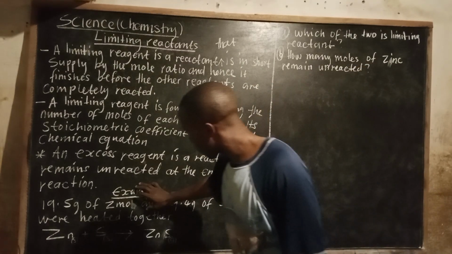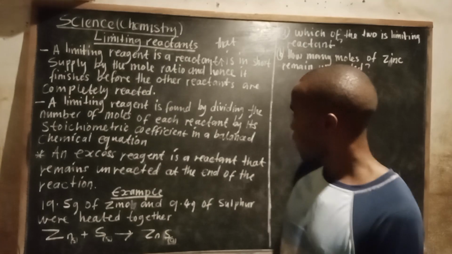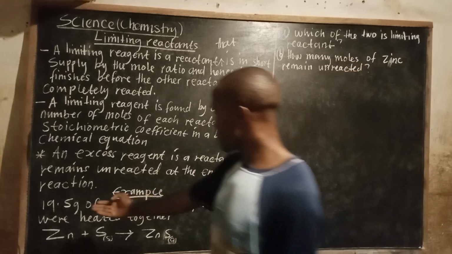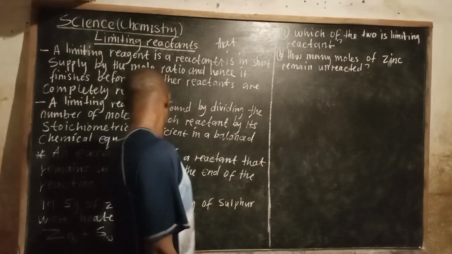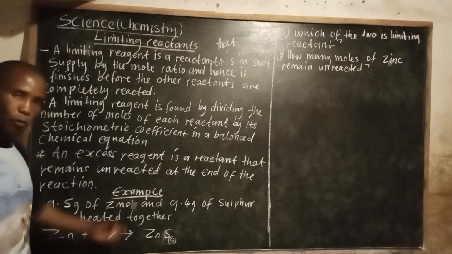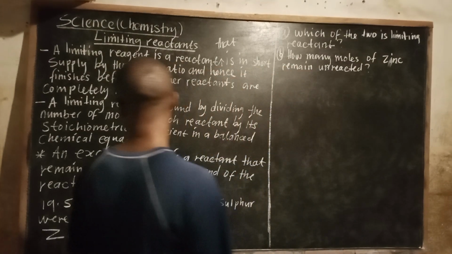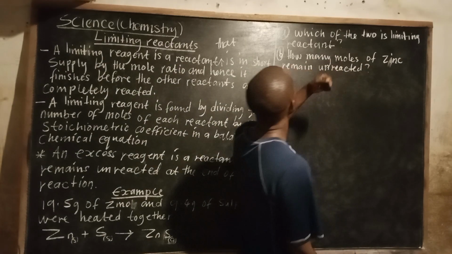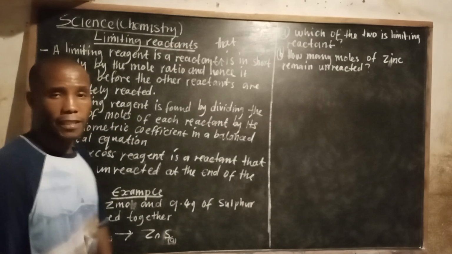So let us quickly go on this particular example that we have and see how best we can answer this question. 19.5 grams of zinc and 9.4 grams of sulfur were heated together. Okay, like this one and this one were heated together. So now the question: which of the two is the limiting reactant? These two, which one is the limiting reactant?